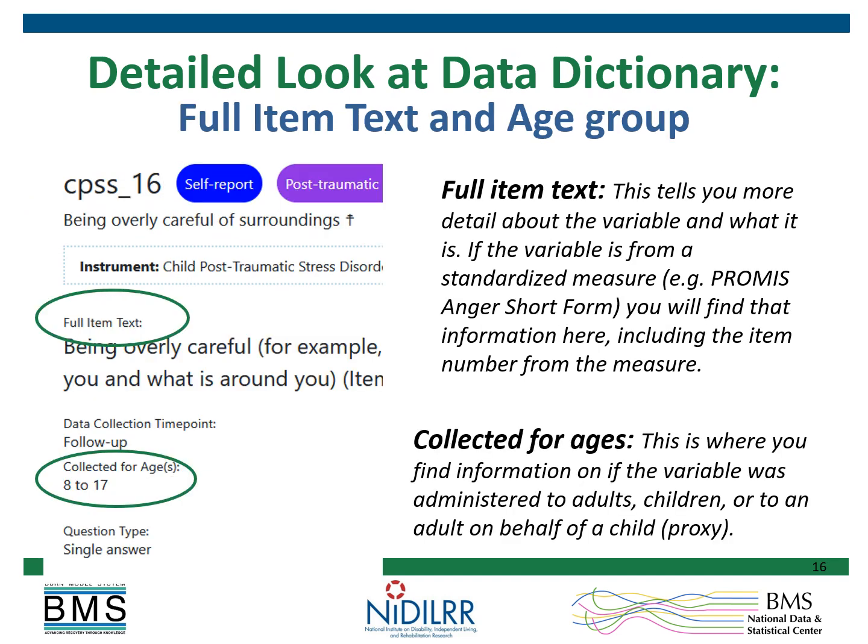Here's another detailed look at a few of the items in the data dictionary. In this example, you see the full item text and what ages it's collected for. The full item text tells you in more detail about the variable and what it is on the actual survey that the participants receive. If the variable is from a standardized measure, you will find that information here, including the item number from the measure, if it's question 1, 2, 3, etc. The data dictionary also shows you what ages a variable is collected for. For example, if the variable was administered only to adults, only to children, to adult on behalf of a child, or for all participants, such as the case of a variable like age, sex, race and ethnicity, or the medical record abstraction information such as total body surface area burn size.